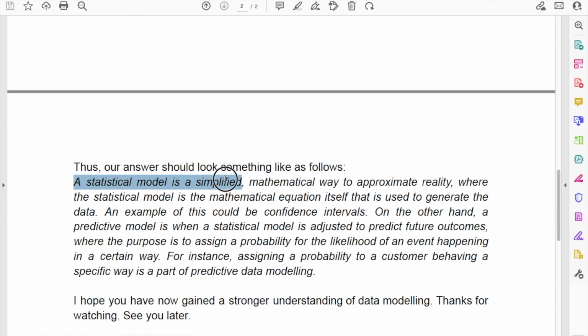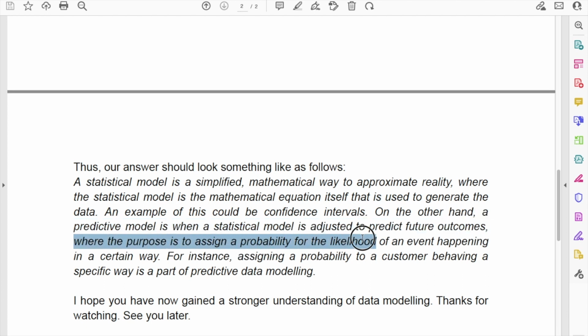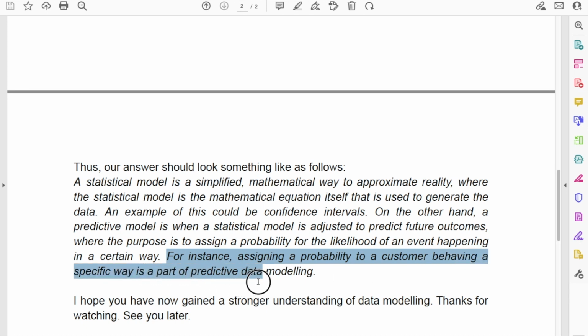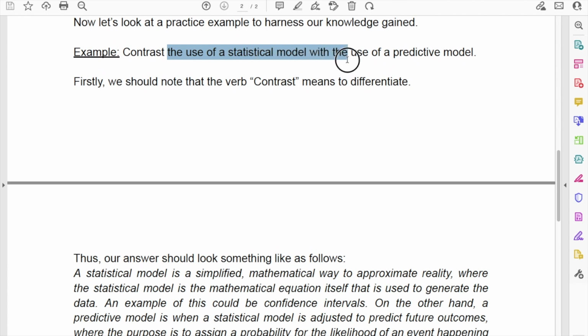A statistical model is a simplified mathematical way to approximate reality, where the statistical model is a mathematical equation itself that is used to generate the data. An example of this could be confidence intervals. On the other hand, so this is our language of contrast, a predictive model is when a statistical model is adjusted to predict future outcomes, where the purpose is to assign a probability for the likelihood of an event happening in a certain way. For instance, assigning a probability to a customer behaving a certain specific way is a part of predictive data modeling. So that answer right there is how you would answer that question of contrast the use of a statistical model with the use of a predictive model.